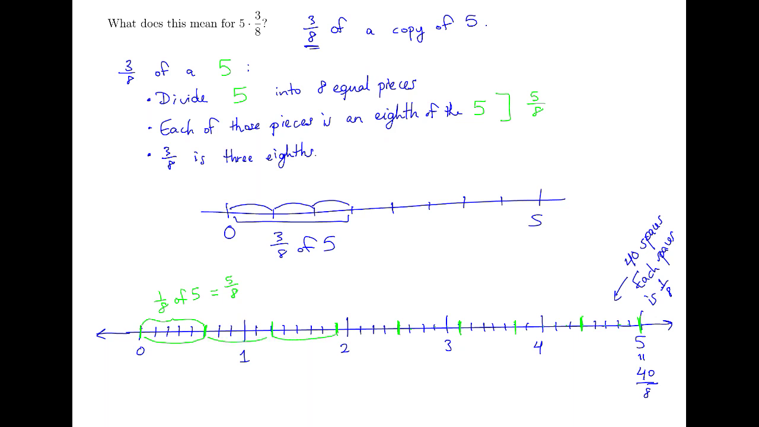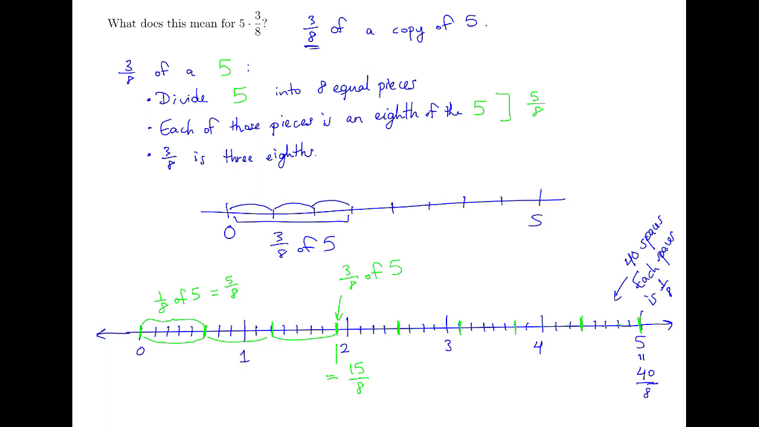1, 2, 3. Here is where 3/8 of 5 is, and that is equal to 15/8. Okay? And this should actually make sense as well, because 3/8 is a little bit less than half. And so we can see that on the scale from 0 to 5, this 3/8 of 5 is a little less than half of 5.